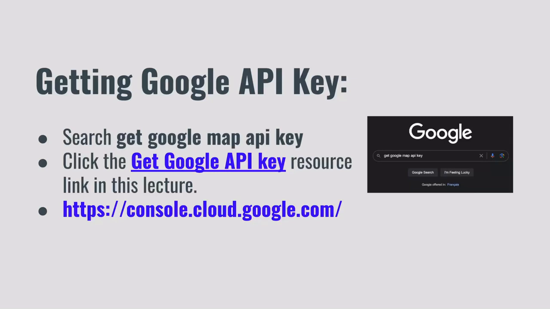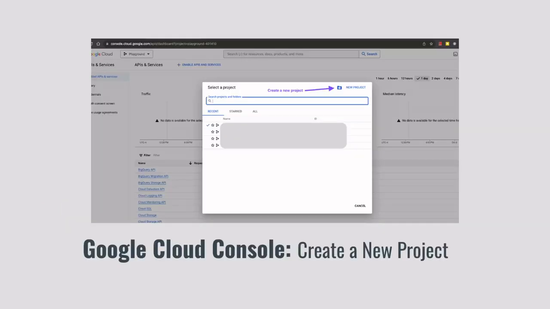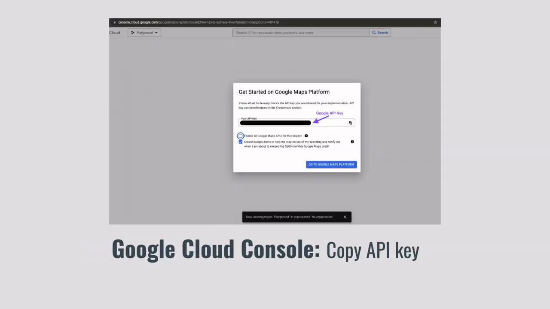We need a Google API key in order to use any of the Google services. So you can go and search for Google Map API key or click on the Get Google API key link in the resources in this lecture, or you can go directly to console.cloud.google.com. Follow the instructions in the Google Cloud Console and create a new project. Once you have provided all the requested details, a Google API key will be created for you.